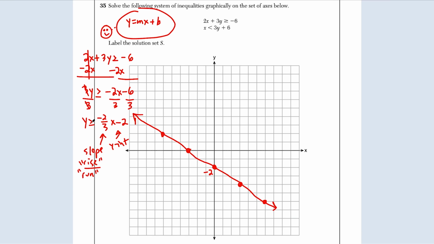Now, the reason why we're going solid here is because we have a greater than or equal to. And since we have a greater than or equal to, we're going to shade above this line like this. So we're going to shade up. So this gets us started here.